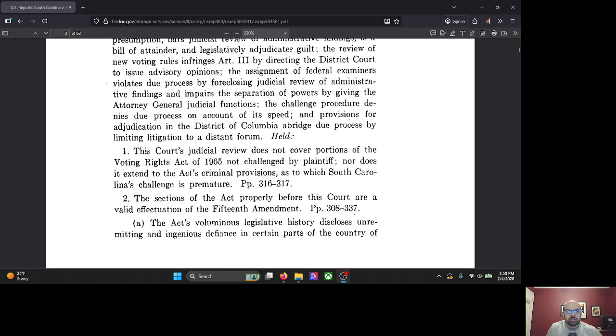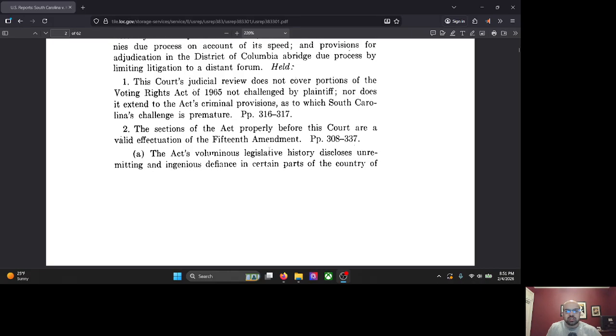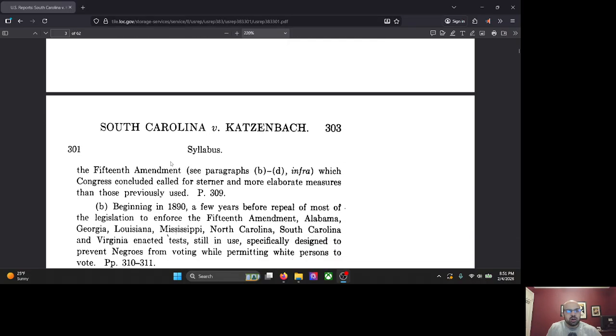Held. This court's judicial review does not cover portions of the Voting Rights Act of 1965 not challenged by plaintiff, nor does it extend to the Act's criminal provisions, as to which South Carolina's challenge is premature. The sections of the Act properly before this court are a valid effectuation of the 15th Amendment. The Act's voluminous legislative history discloses unremitting and ingenious defiance in certain parts of the country of the 15th Amendment.